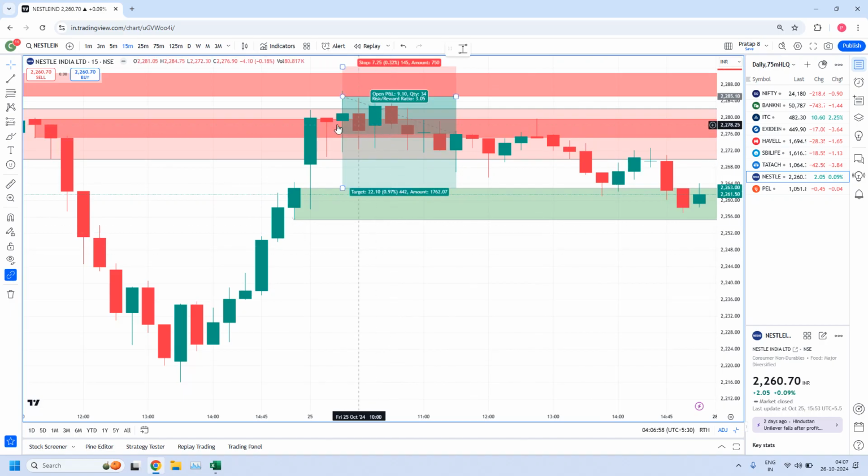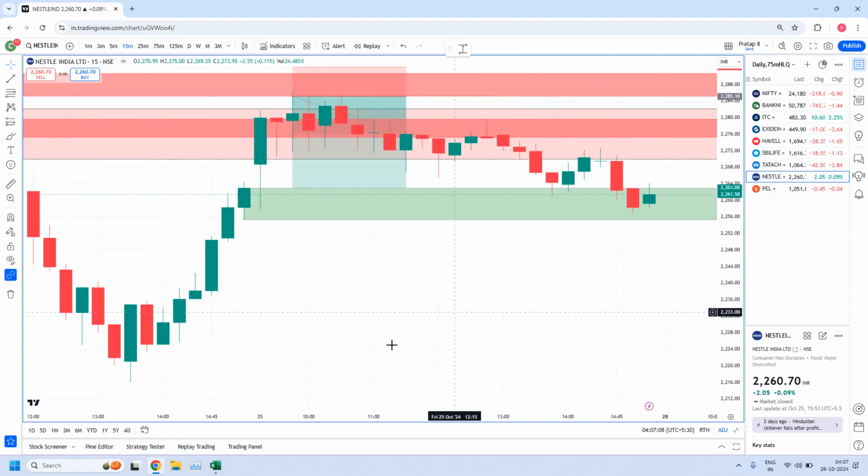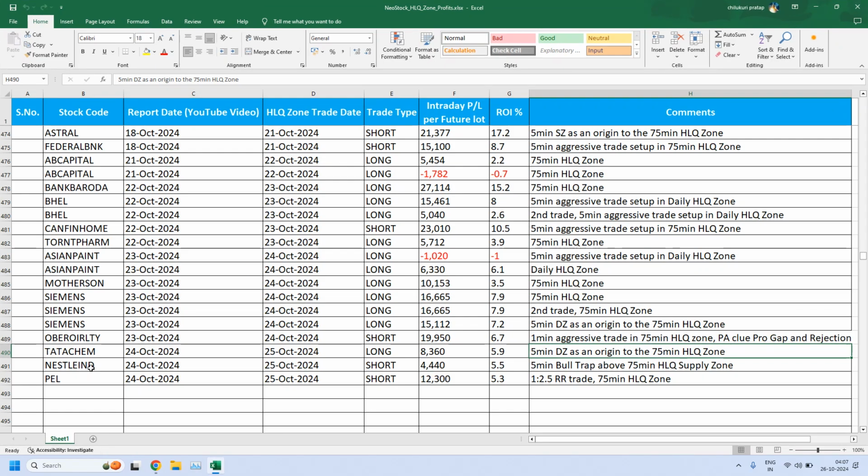It happened because the demand is very strong in this area initially. Once the demand is consumed, slowly it pushed the prices up to the 15 minute target zone. And this is the way Nestle has given 4,440 rupees profit, which is 5.5% ROI.